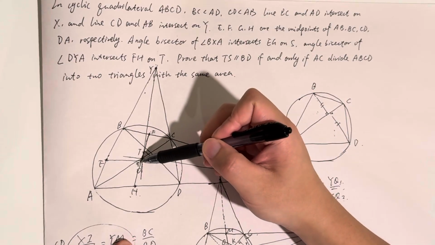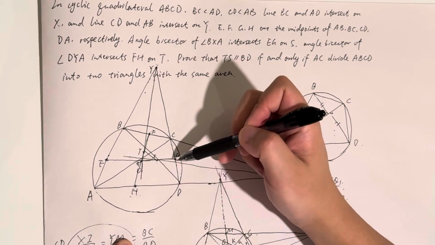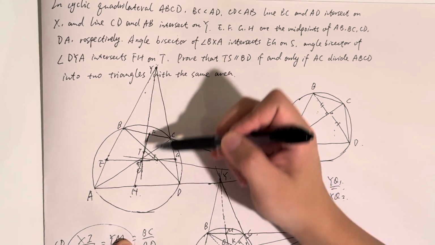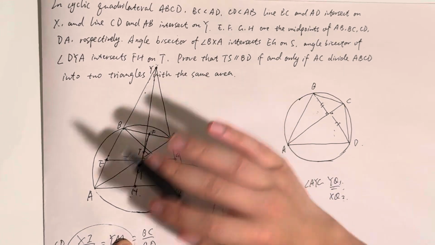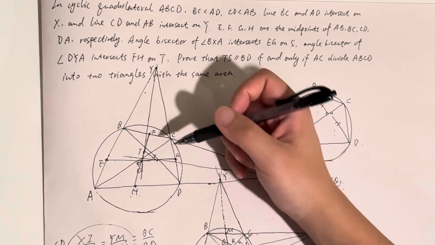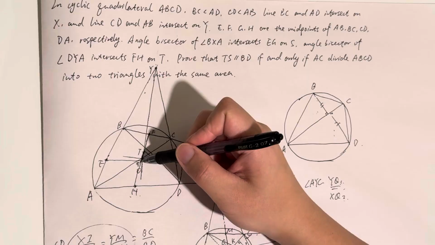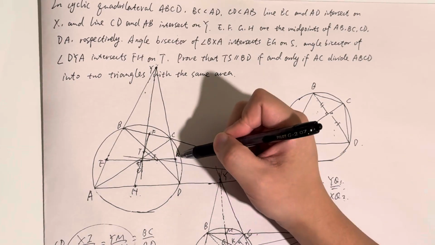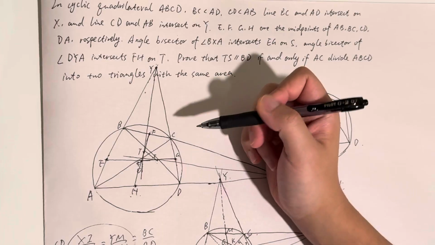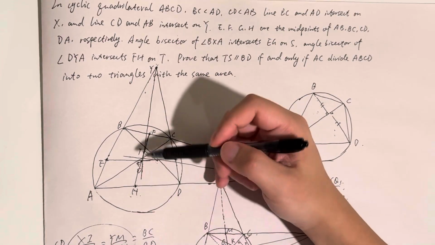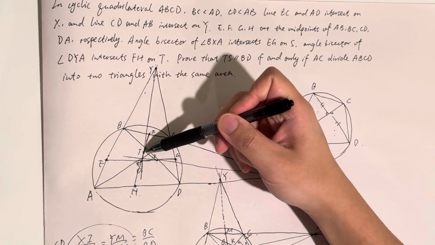So Z is a midpoint of EG, and Z is also a midpoint of HF, and also they should be on AC, right? It's just a figure issue, but it doesn't matter for now. Just remember that Z is a midpoint of HF and the midpoint of EG. Okay, so look at how we get the point T.